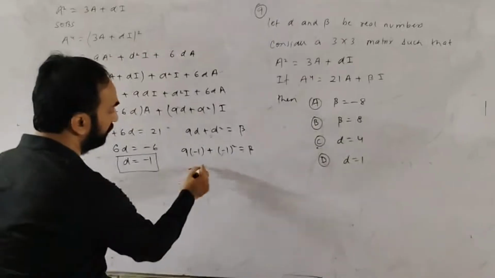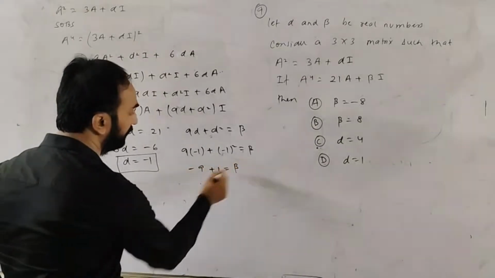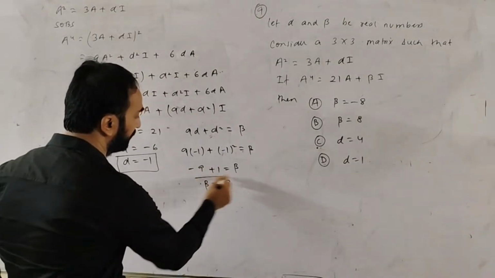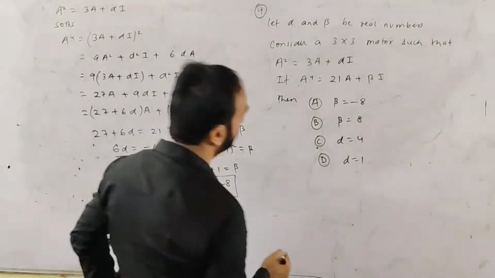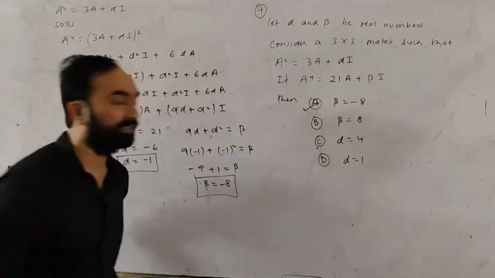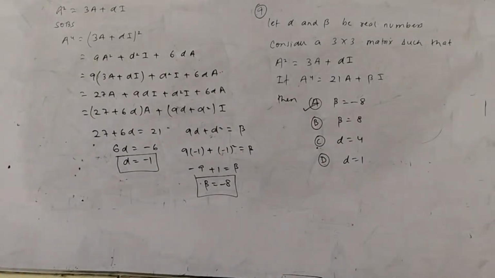So this will become what? Minus 9 and plus 1, this is equal to beta, and beta is equal to minus 8. Beta is equal to minus 8 is one of the options, right? Option number A. Beta is equal to minus 8 is one of the options, so we can click it here. Just show the calculation.